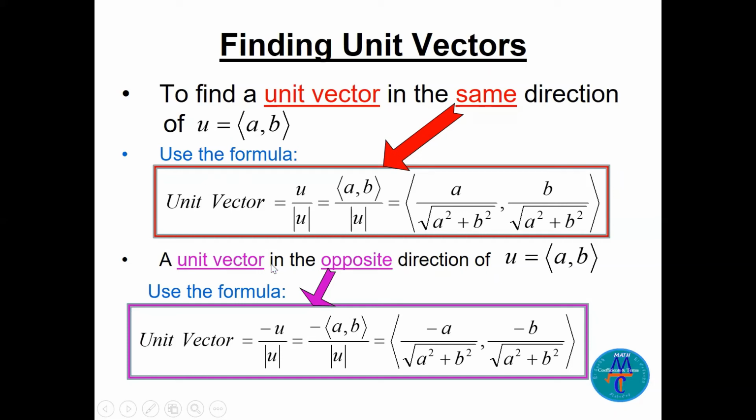Now, if you need a unit vector down here, in the opposite direction, just multiply with minus and take the same formula there. So it will be minus u over the magnitude of u, minus (a, b) over the magnitude of u. When you multiply that scalar, you get minus a over this magnitude, comma, minus b over this. So what is this now? This is a unit vector in the opposite direction of u.